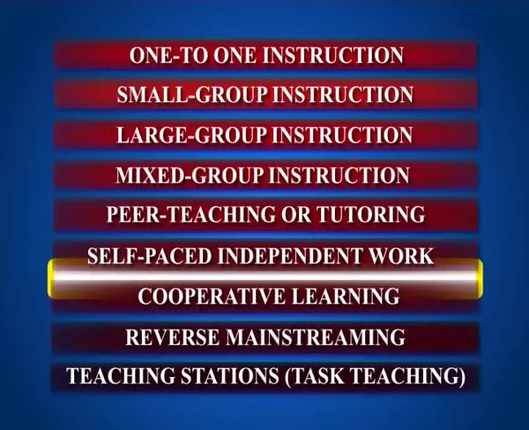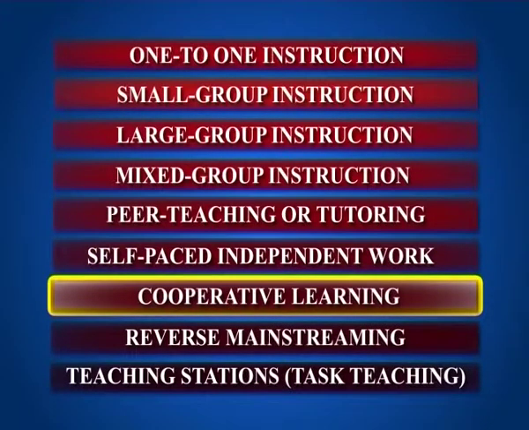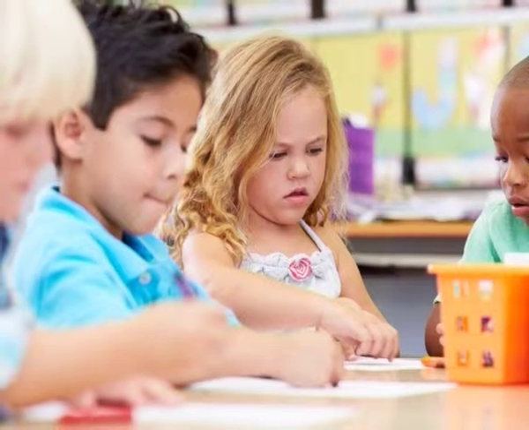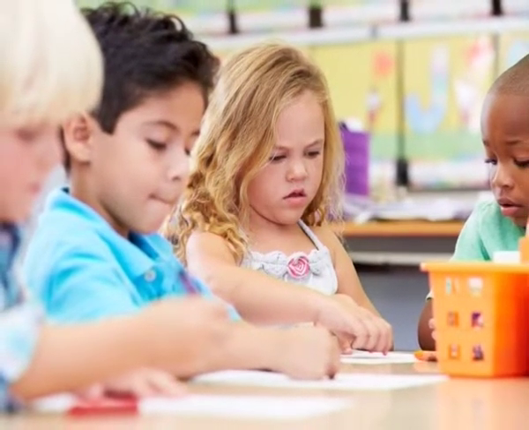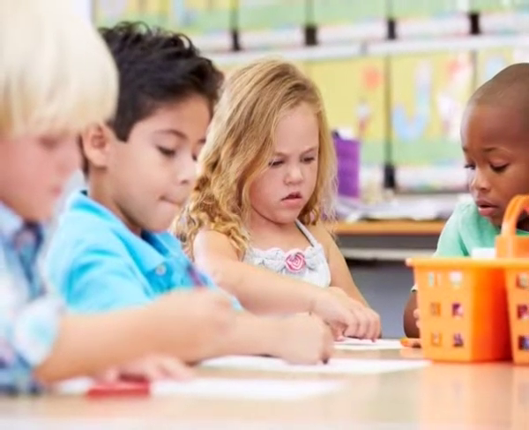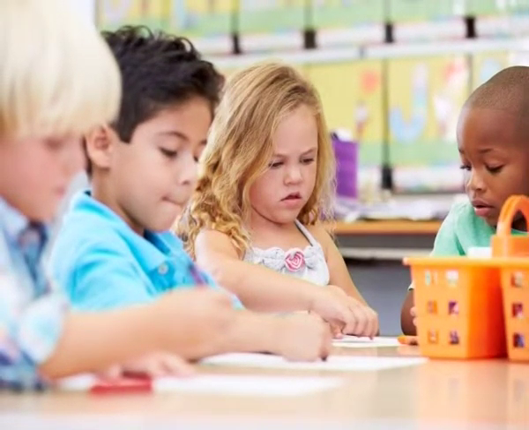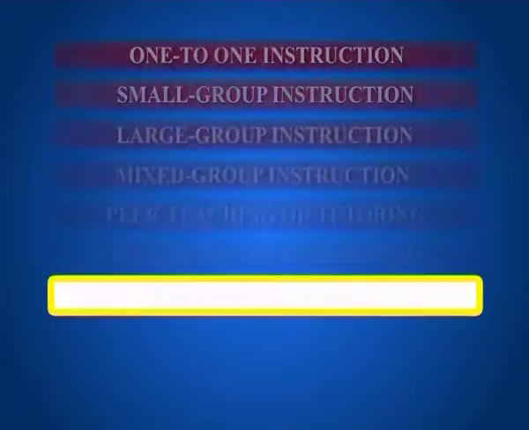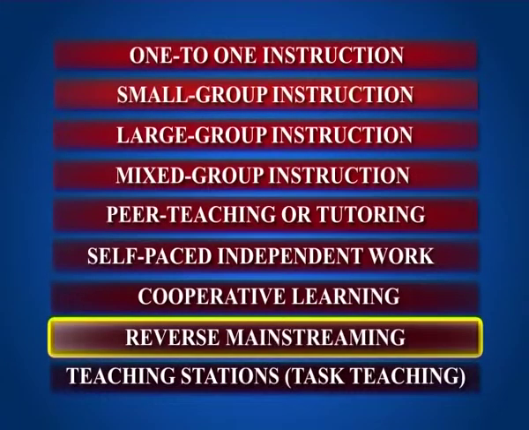Next, number 7, cooperative learning. When students use a cooperative learning format, subsets of students within a given class work together to accomplish shared goals. This format can be particularly effective when the instructional objectives are affective in nature or target the development of social skills. Next, number 8, reverse mainstreaming.